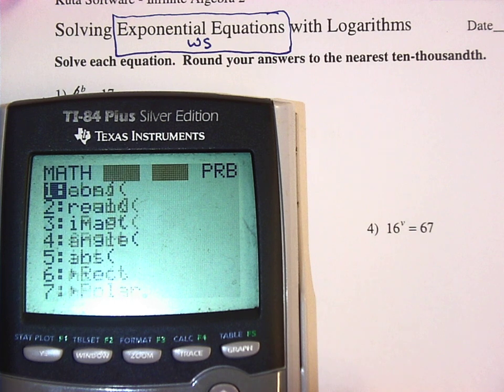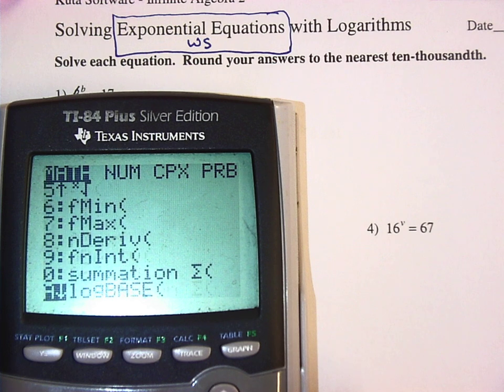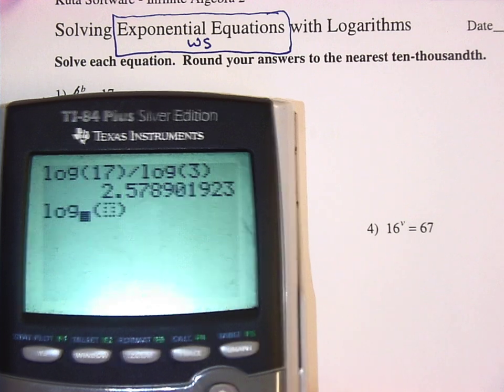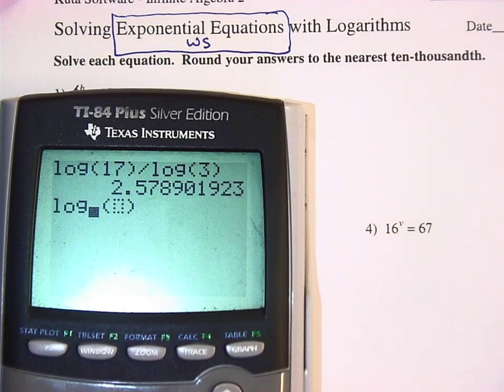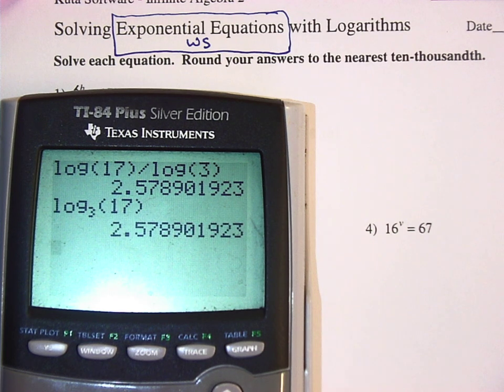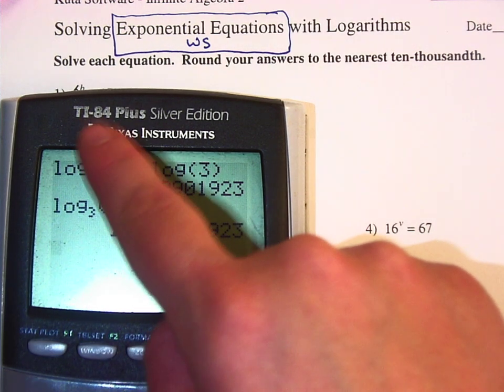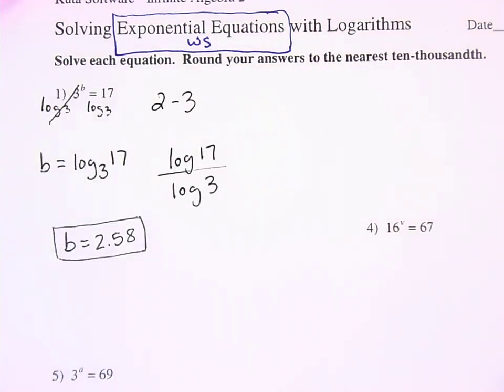The other way is to go into the math function here, down to log base, because Ryan likes technology. So do a lot of us. And then down here you would put base 3, and then a 17 next to it. The reason why I'm so used to using the change of base rule is because only this year have I gotten TI-84s for the whole classroom. Before that, I had TI-83s in some of my classroom, and they didn't have that function, so I was used to that rule. Anyway, 2.58.